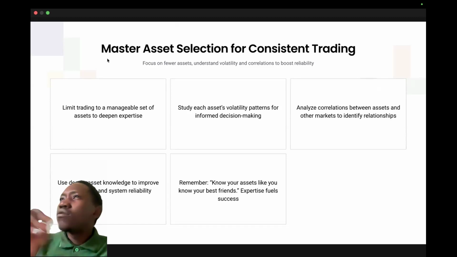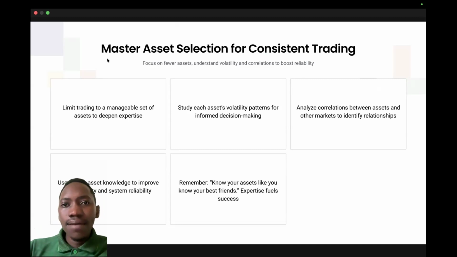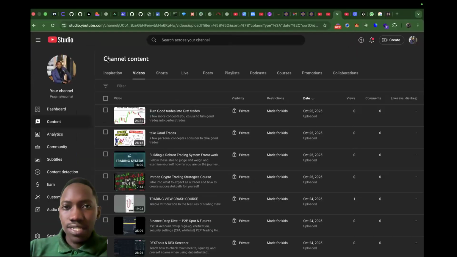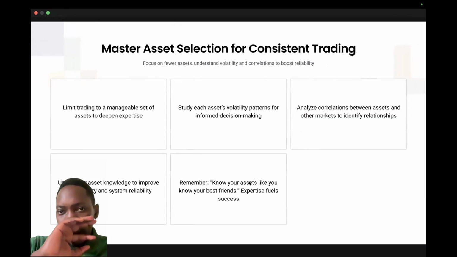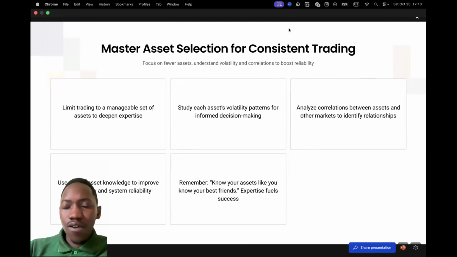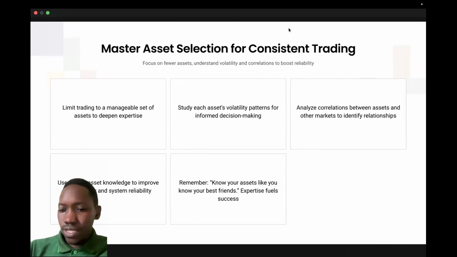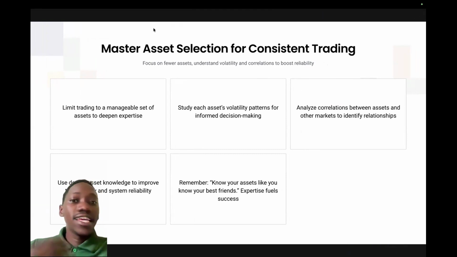Next, how do I see my supply and demand zones? How do I spot them? How do I see my points of interest? Very key. So as you study each asset's volatility and the patterns, you start making informed decisions.